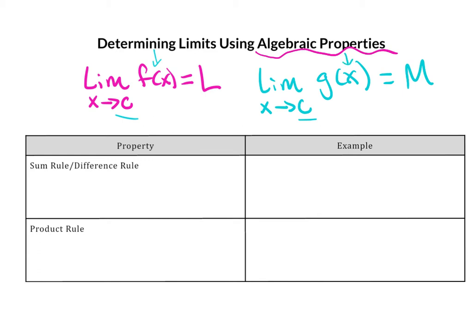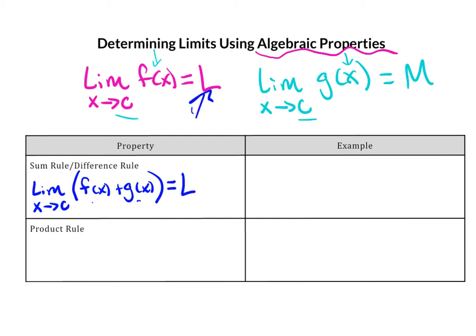So the sum and difference rule for limits is, if I have a limit as x approaches a value of the function f of x plus g of x, you can basically take the limit of each of them separately and then add it. So it could be the limit L plus the limit M.